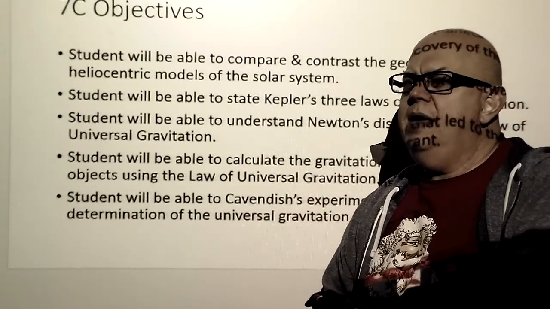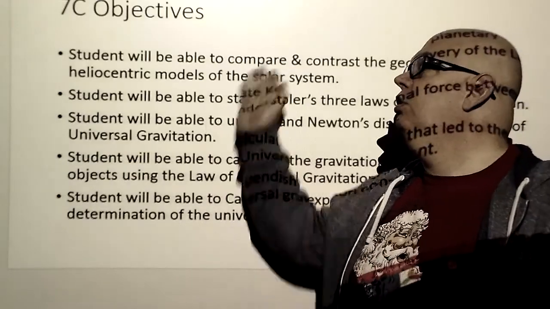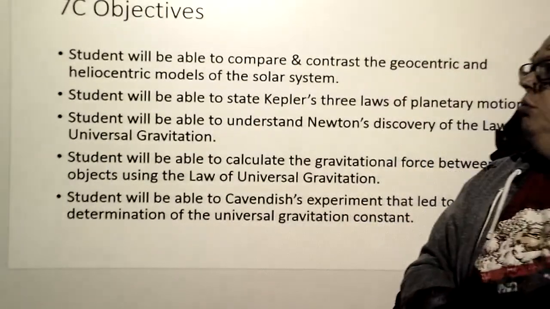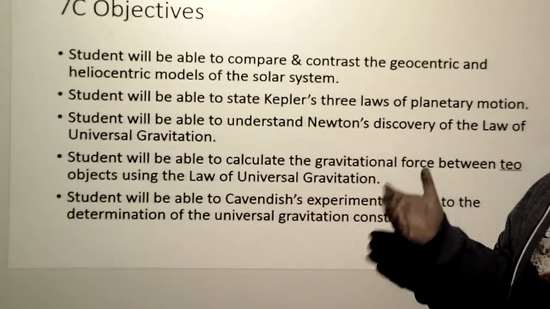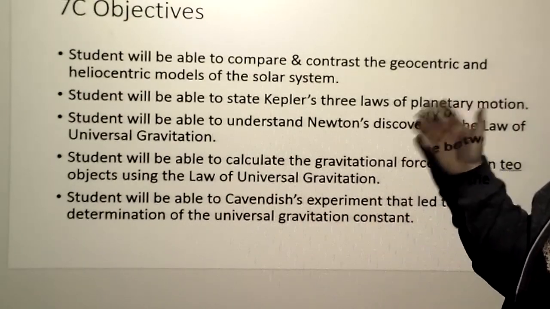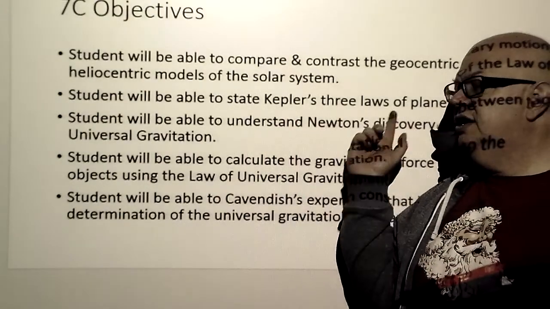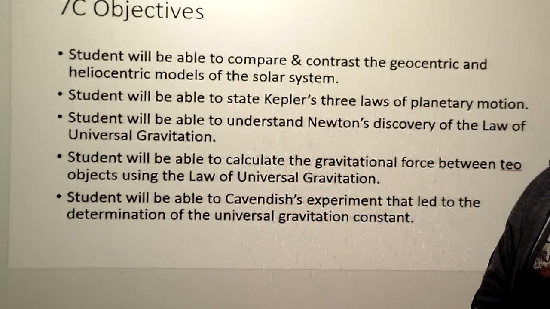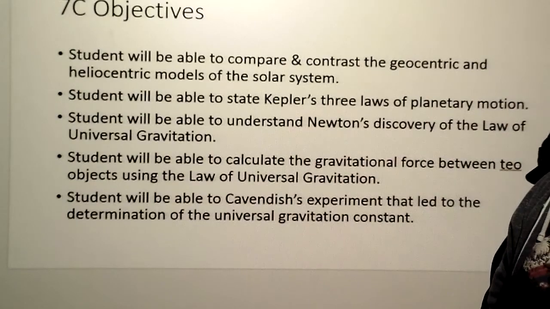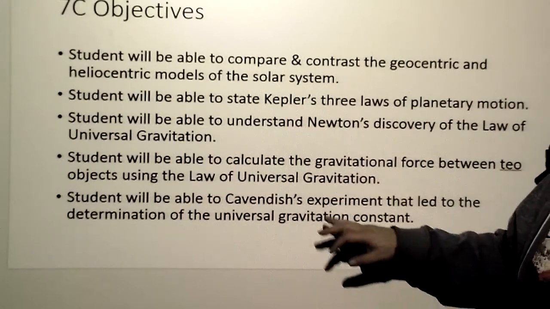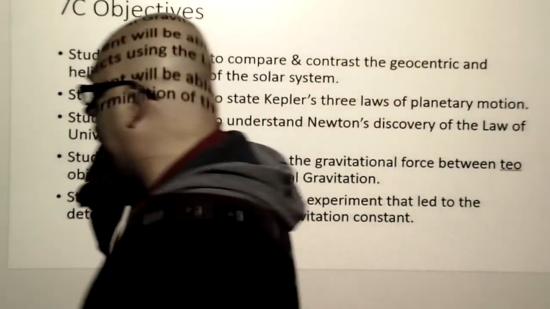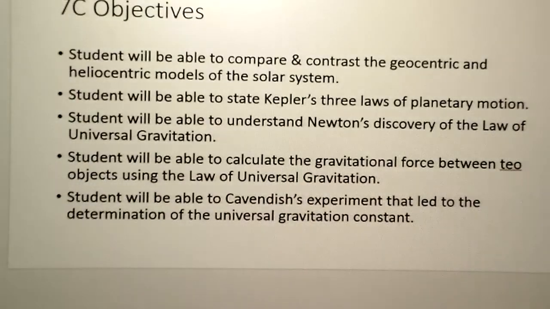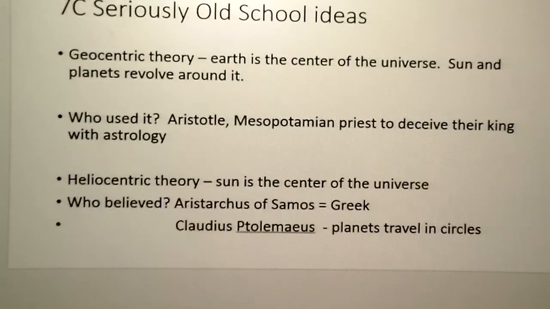Okay, so in chapter 7, we've been talking about circular motion. We are bypassing torque at this point, and we're looking at our objectives here. We're going to be looking at the heliocentric and geocentric theories, models of our solar system. We're going to look at Kepler's 3 laws of planetary motion and understand Newton's discovery of the law of universal gravitation. You should be able to calculate it and explain the device that was used for this. So with this, let's go.